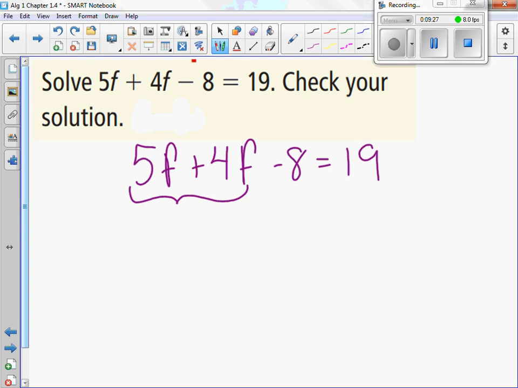So what would that be? 5f plus 4f. It would be 9. We have 9f minus 8 equals 19, because we can combine those two. Cody, what do we do next?